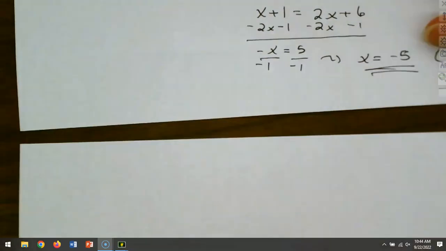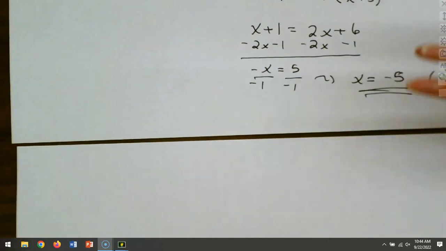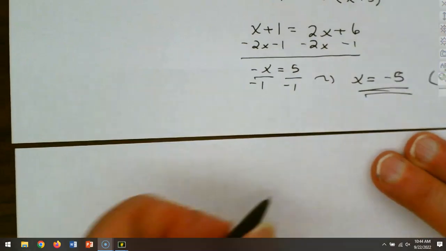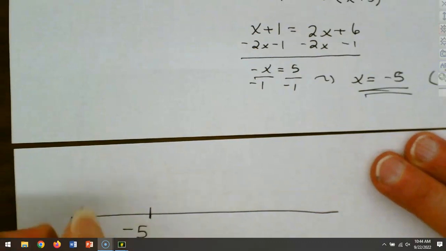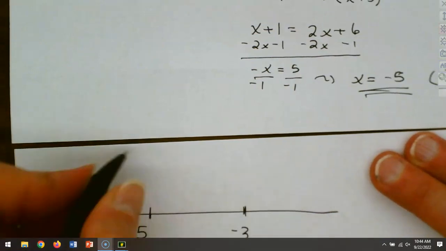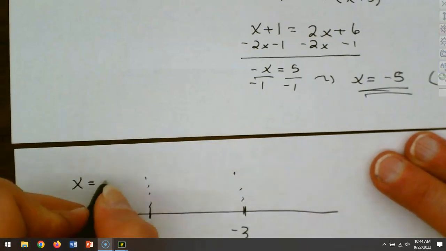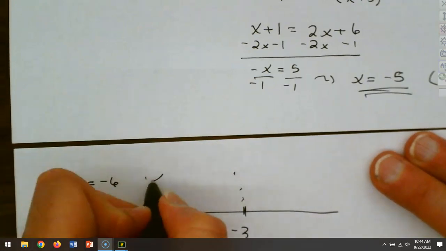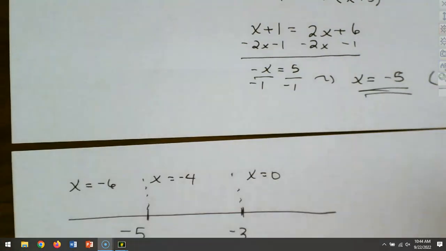Now we're going to put our numbers on the number line. So there's your negative 5. We also have a negative 3. Make sure they go in the correct order. Here's negative 5, and here's negative 3. So we're going to check negative 6, we're going to check negative 4, and we're going to check 0, because those are our numbers.